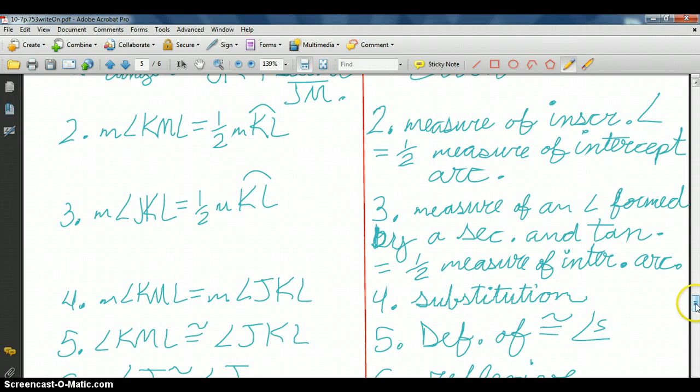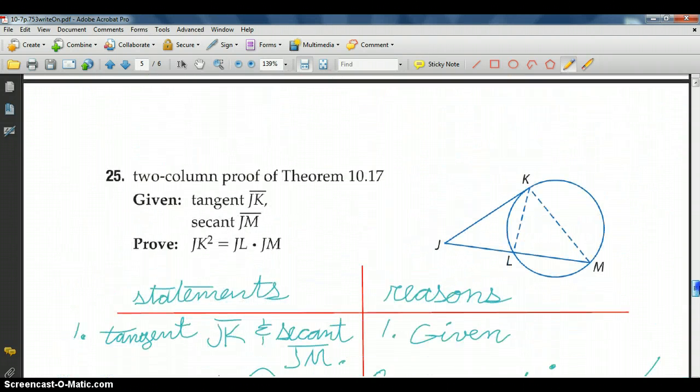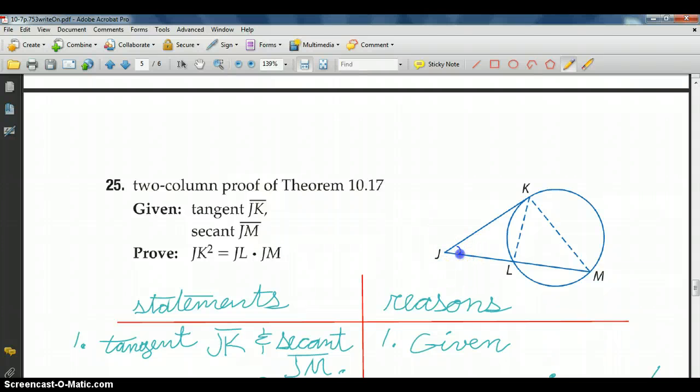Now I need another pair of angles. I can just use my overlapping angle by the reflexive property. It has to be congruent to itself. So angle J is congruent to angle J. JKL is congruent to JKM.